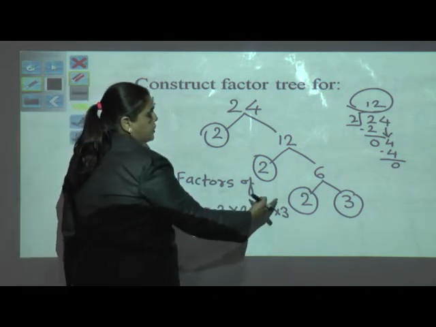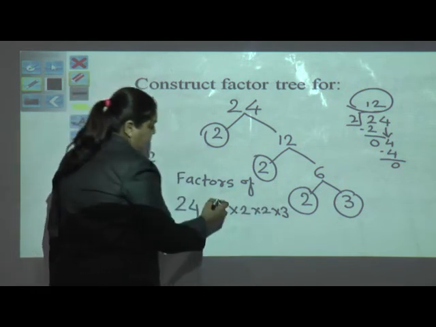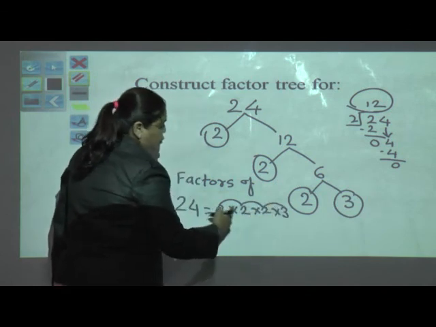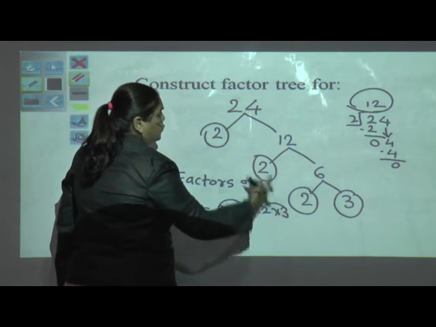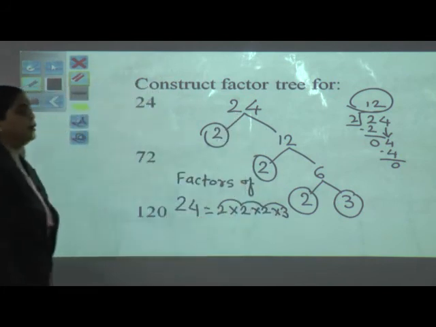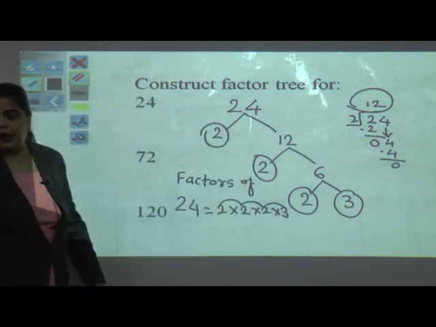Now I want to check whether the factors found by the tree method are correct or not. So you can use a small trick. You can do the multiplication of these. 2 2s are 4, 4 2s are 8, 8 3s are 24. So what you have found out, the factors of 24, are correct.